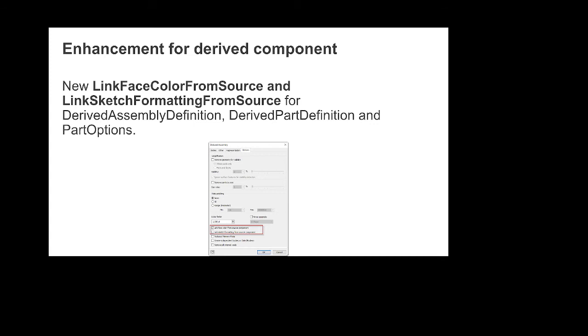Another enhancement for derived components: two new APIs have been introduced. One is LinkFaceColorFromSource, and another one is LinkSketchFormattingFromSource, for DerivedAssemblyDefinition, DerivedPartDefinition, and PartOptions object.